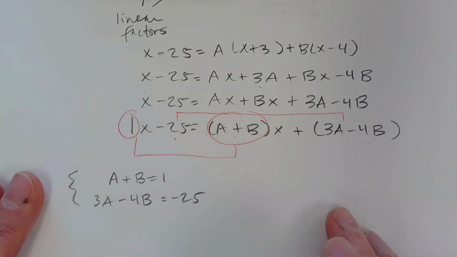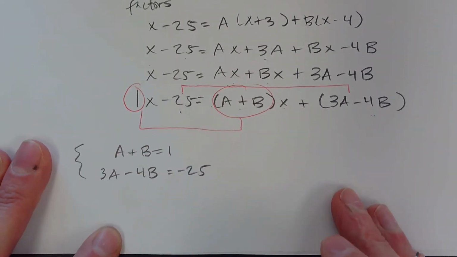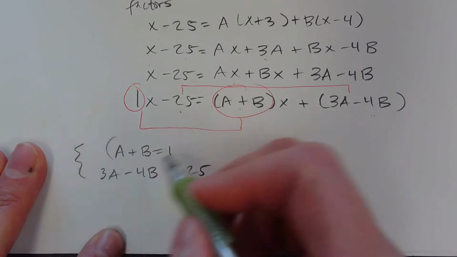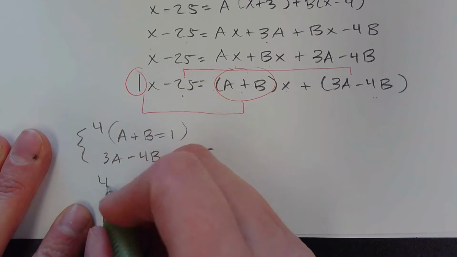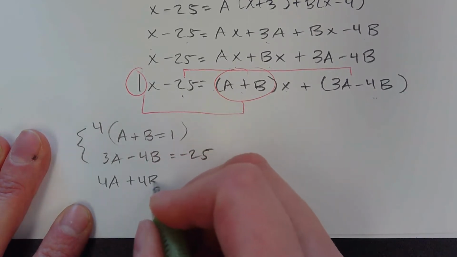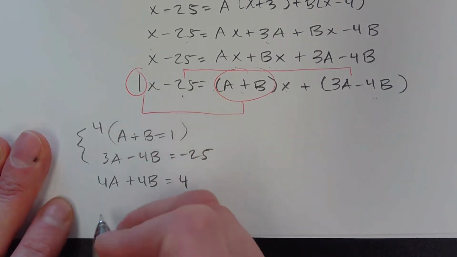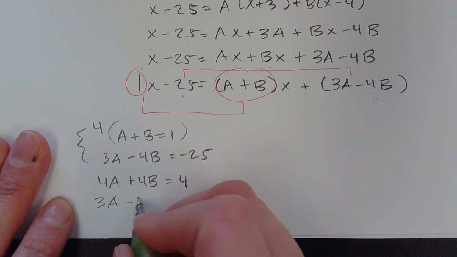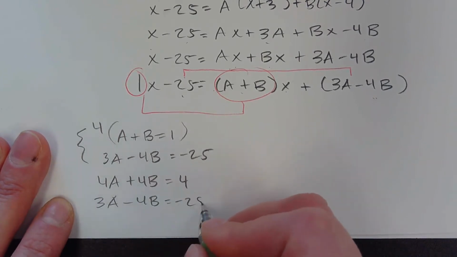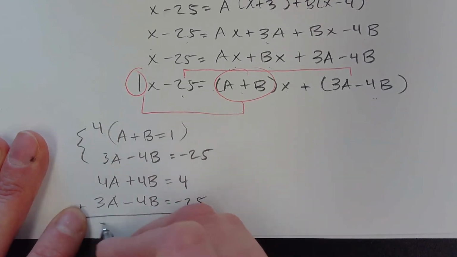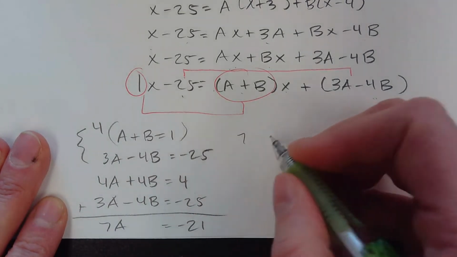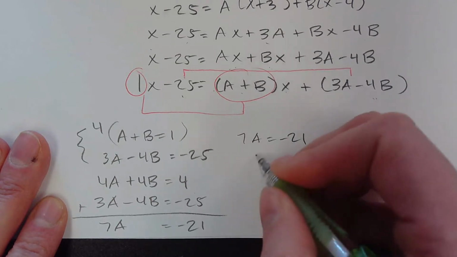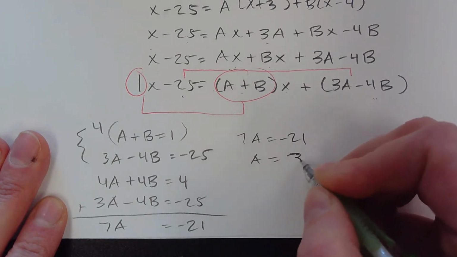So you will be relieved to know we're not going to go and change this into a matrix form or anything to solve it. We're just going to solve using methods we always have. So I'm going to multiply the first one by 4 so that my b's can be eliminated when I add my equations together. So let's go ahead and add, and we get 7a equals negative 21. And so if 7a equals negative 21, a equals negative 3.